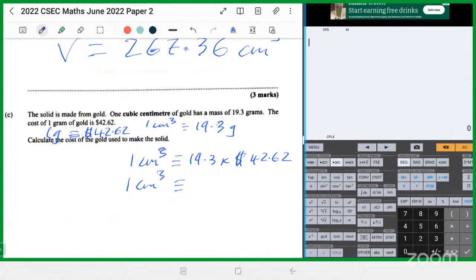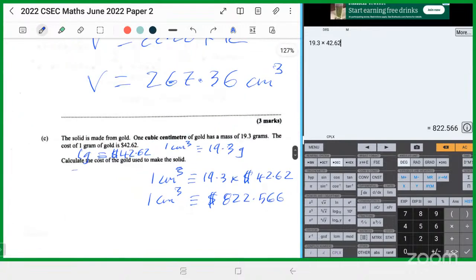So multiply that up for everything. 19.3 times 42.62. That's the amount of money for 1 cm cube of gold: 822.566. I'm keeping the extra decimals to maintain the accuracy. I'm not going to correct it yet. I could have done the calculation by just multiplying the three values. Because now that you want the amount of money for the gold, we use the volume of gold. If 1 cm cube is this amount of money, then the total money for this volume is obtained by multiplying this by that. It's almost like a ratio.